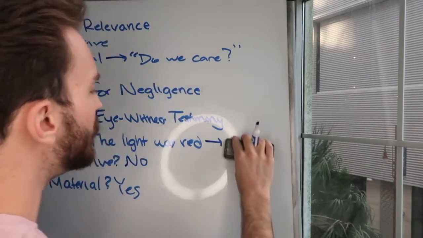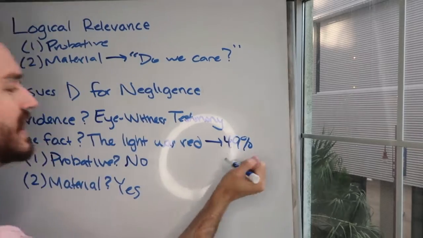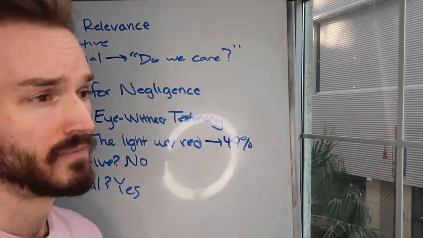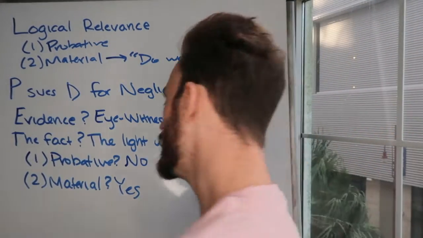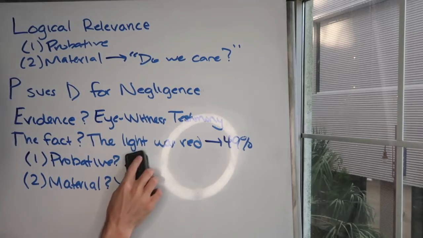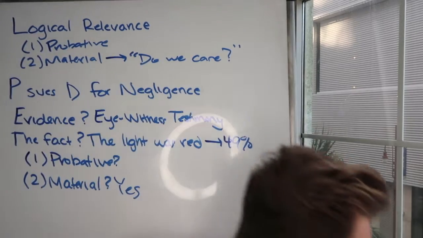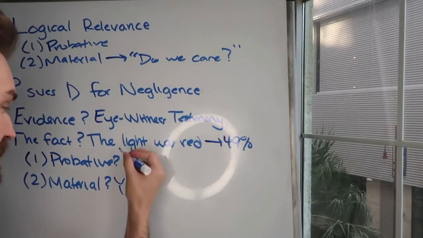Now, what if instead of 50%, this witness says he's 49% sure that the light was red? Now, does it have probative value? Yes, right? Because the test, remember, even though this is the plaintiff's witness, and that testimony might hurt the plaintiff's case, well, it is still probative.